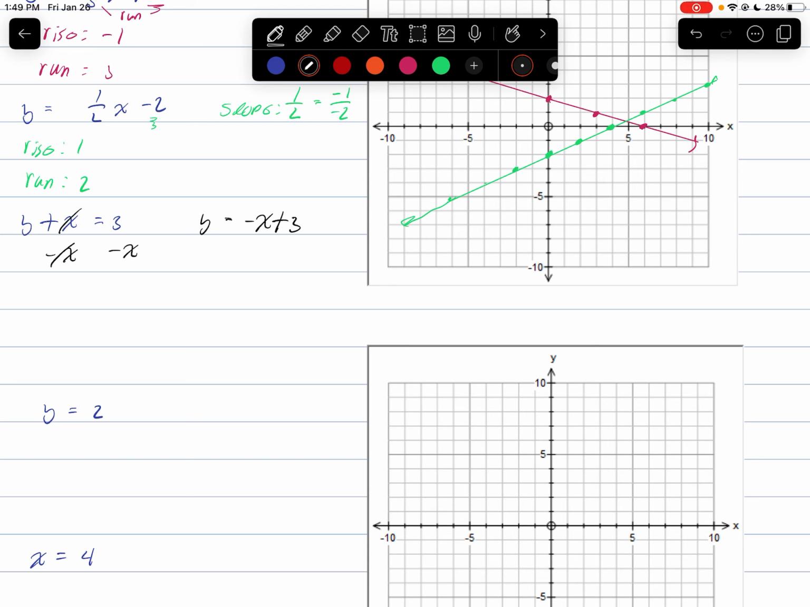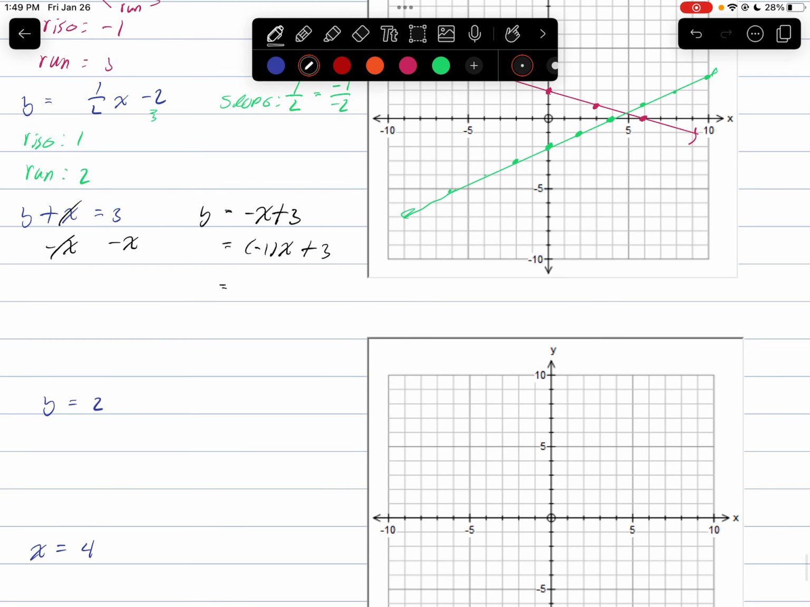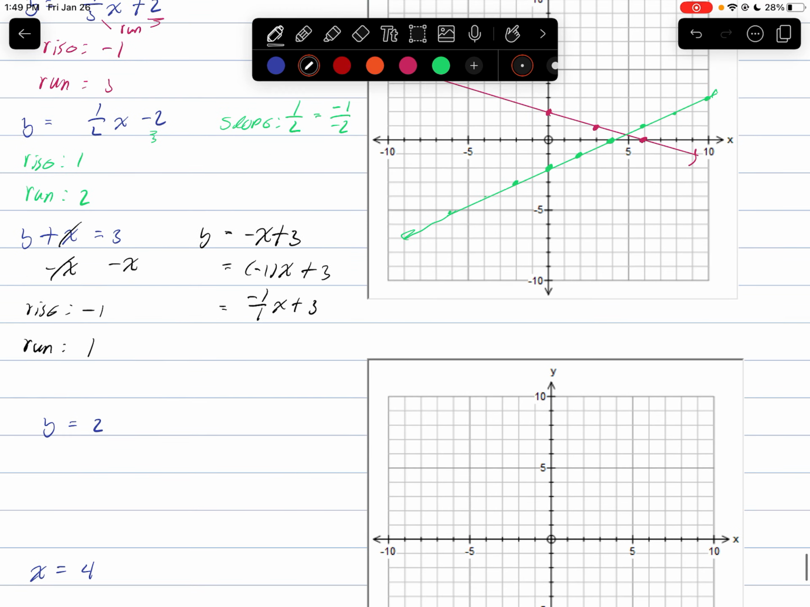Okay, so here, our slope is actually going to be -1, because we can kind of think of this as -1 times x plus 3. Okay, but -1 is also equal to -1 over 1 x plus 3. So in this case, our rise is going to be -1, and our run is going to be +1. Okay, so our y-intercept here is also going to be 3. So let's go ahead and graph that.